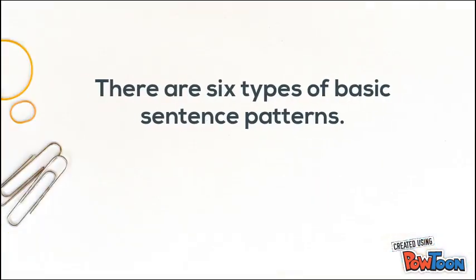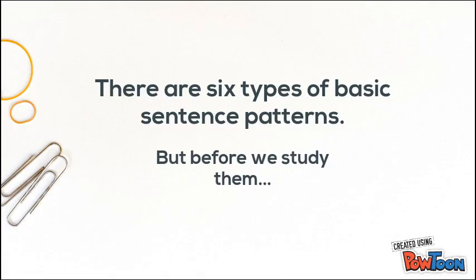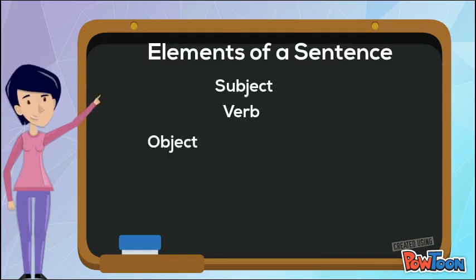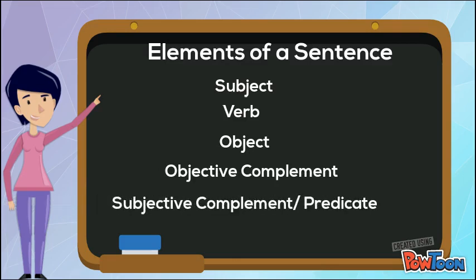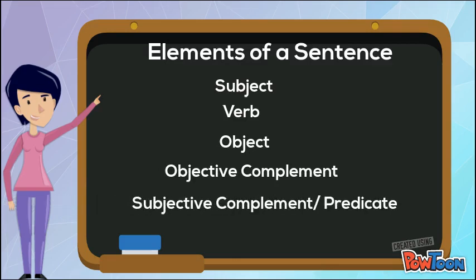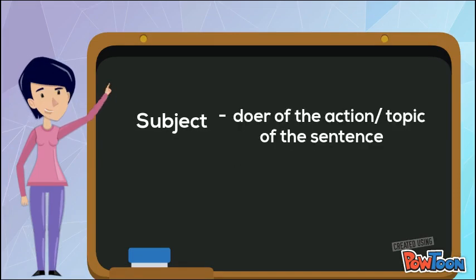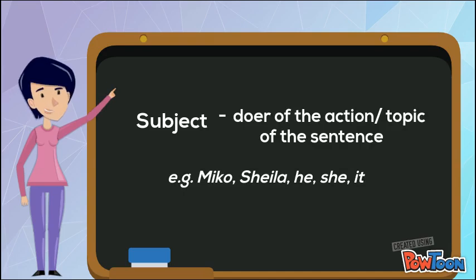Basically, we have 6 types of sentence patterns. But before studying them, it is important to familiarize yourself first with the main elements of a sentence. A sentence consists of a subject, a verb, an object, an objective complement, and a subjective complement, also known as the predicate. A subject is a doer of the action and serves as a topic of the sentence. It can be a noun or pronoun like Miko, Sheila, he, she, and it.